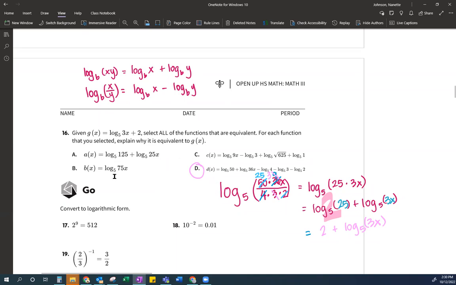Is there another one of these? Okay, good. So C, let's do C together. Yeah, I could see why C is annoying. C looks annoying because of this square root business, right?